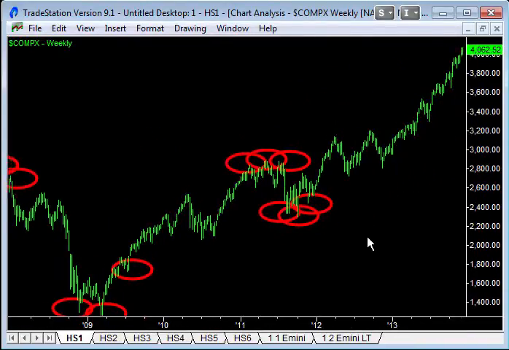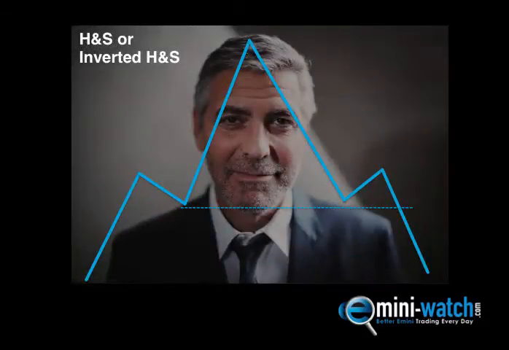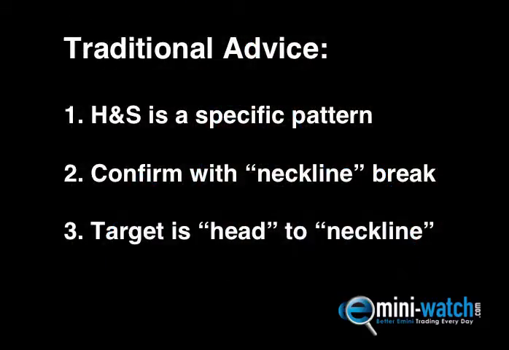So there we go. NASDAQ on a weekly chart just showing a whole range of head and shoulder patterns, and you basically see them on any chart in any time frame. They're everywhere. Traditional technical analysis says this about head and shoulder patterns. First of all, it's a specific pattern, part of a range of different patterns that technical analysts have named. So you have double bottoms, triple bottoms, bull flags, bear flags, and so on.